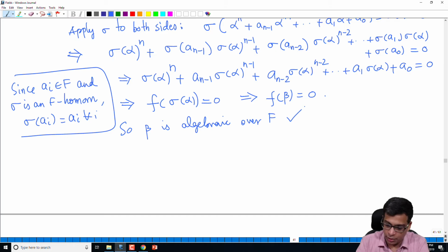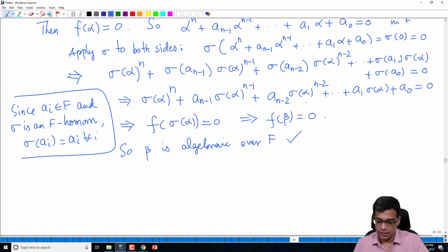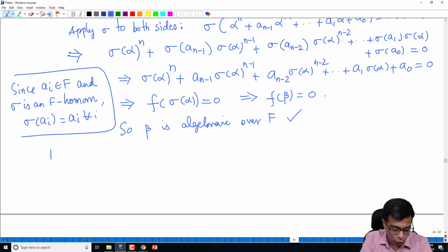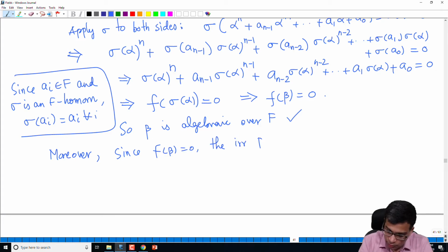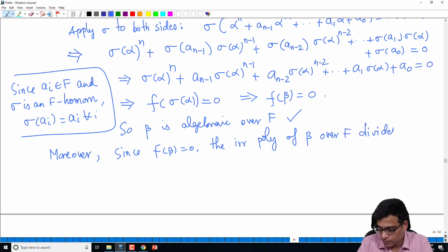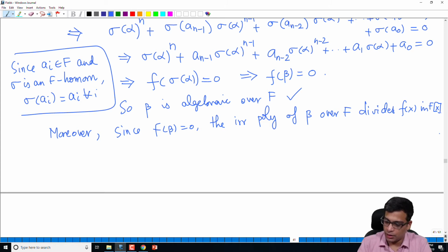The first statement is now clear, right? Because f is a polynomial in F[x], and beta is a root of it, so it's algebraic over F. Moreover, since f(beta) is 0, the irreducible polynomial of beta over F divides f(x) in F[x]. Because the irreducible polynomial of beta divides every polynomial which has beta as a root. So it divides f(x) also.